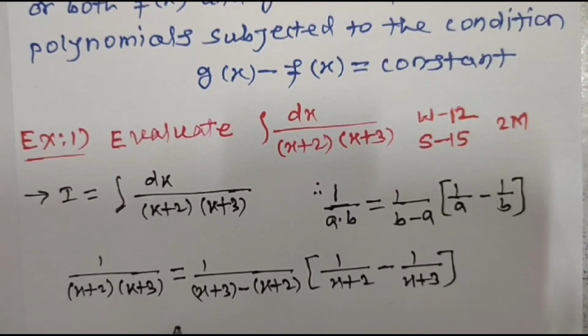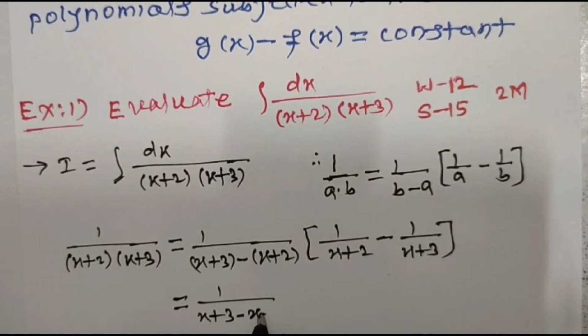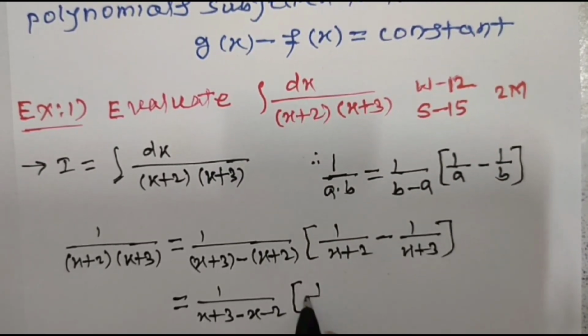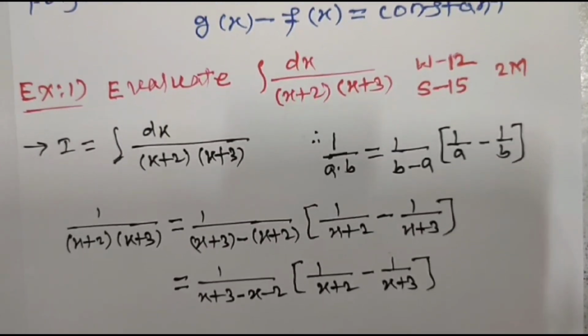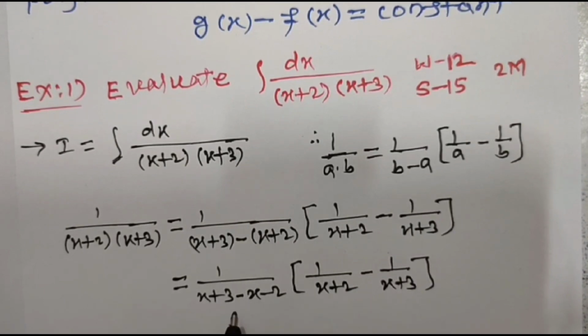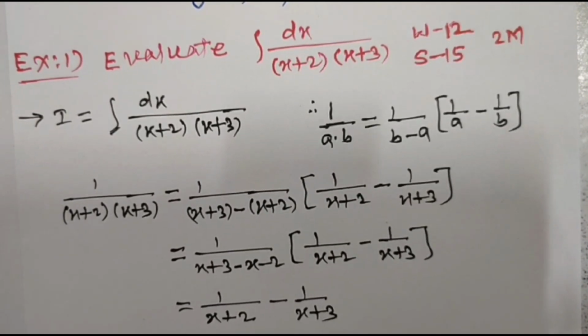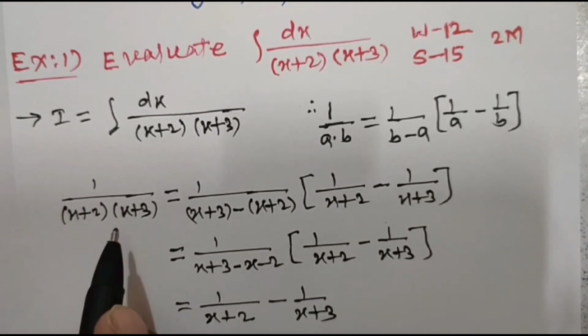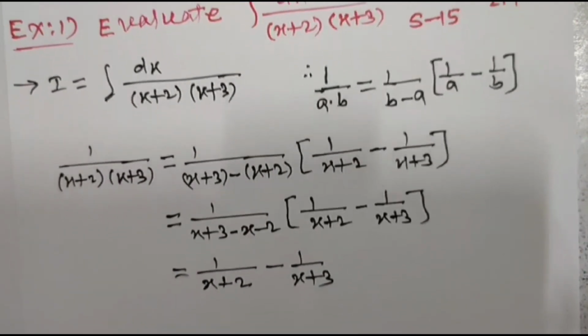Then this is equal to, we can write 1 upon x plus 3 minus x minus 2 into bracket 1 upon x plus 2 minus 1 upon x plus 3. Now here x gets cancelled and 3 minus 2 is equal to 1. So 1 upon 1 is 1. Hence we can write 1 upon x plus 2 minus 1 upon x plus 3. These are partial fractions of this rational function. Put these partial fractions in the integral and then you have the integral.